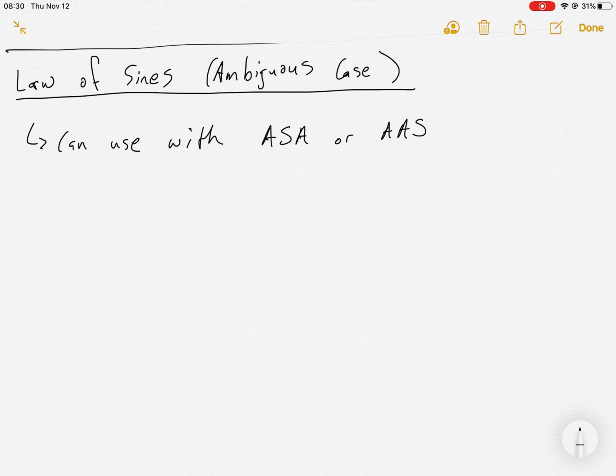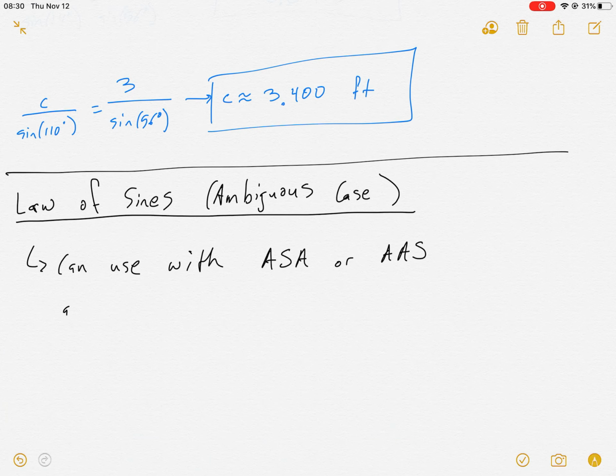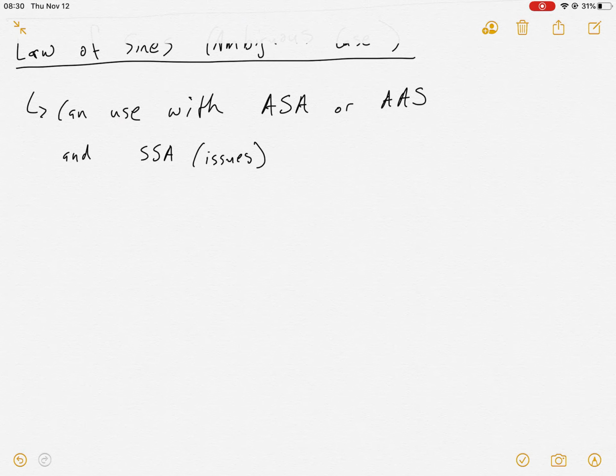However, we can also use this with this one, SSA, or sometimes you'll write this as ASS. And that's the way to remember that this is the bad one. There's always issues whenever you have ASS. And so this is going to give us issues. So we're going to do three different examples for SSA to show the different issues. Essentially, you could end up with three different situations.